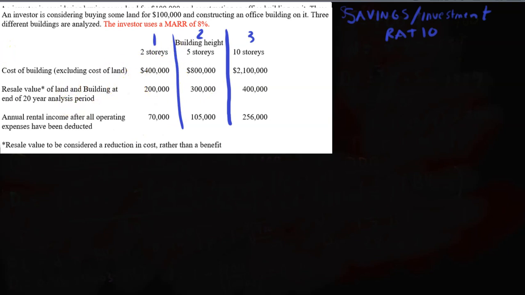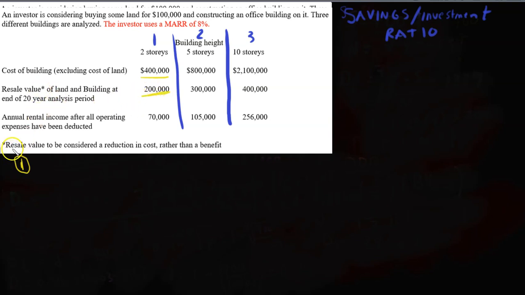So let's work on Building 1. Let's see what's going on here. For the first line, we have a $400,000 cost, which is negative. Let's work in the present, so it already is in the present because that's the original cost in year 0. We have a resale value of land and building at the end of the 20-year analysis period. This is kind of like the salvage value at the end of 20 years.